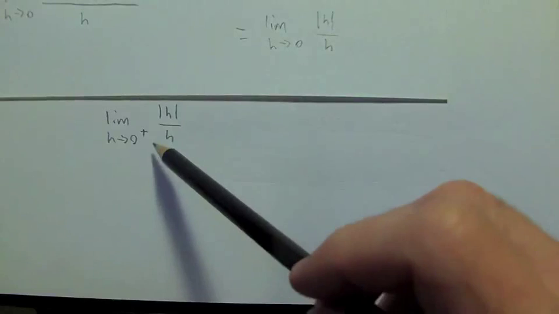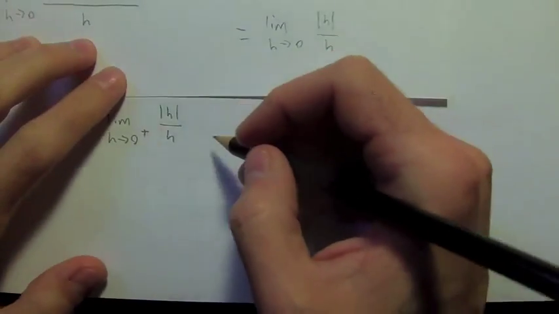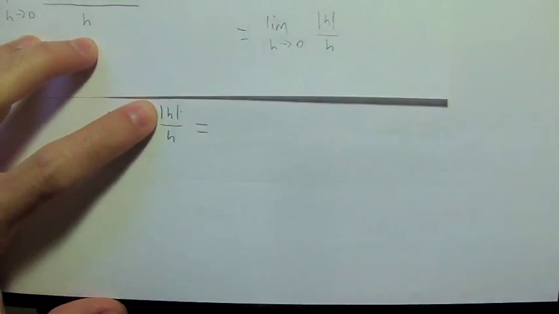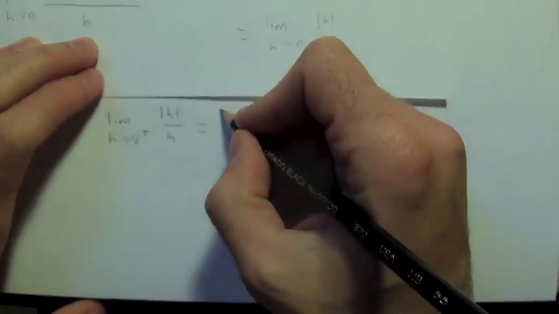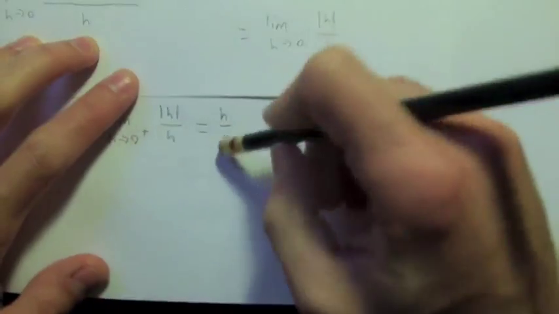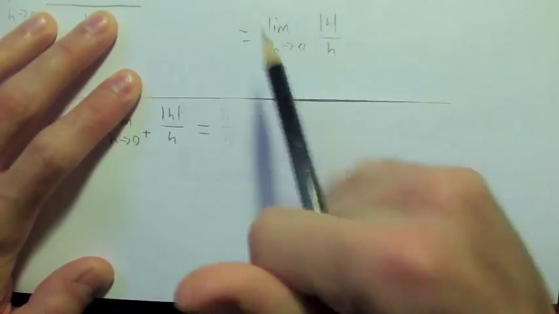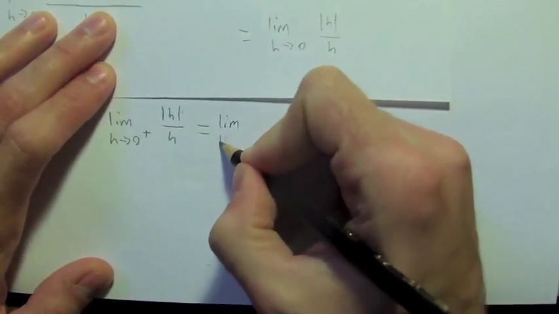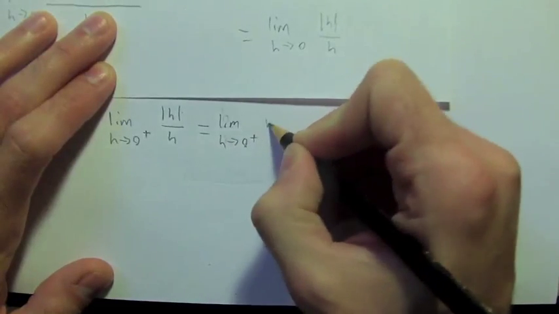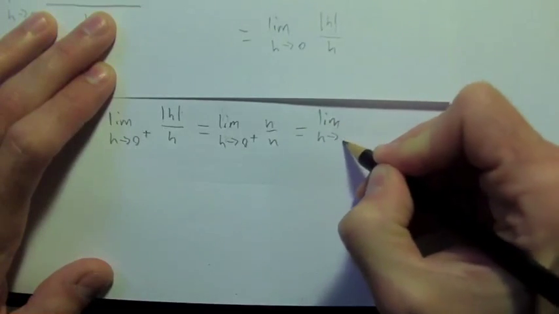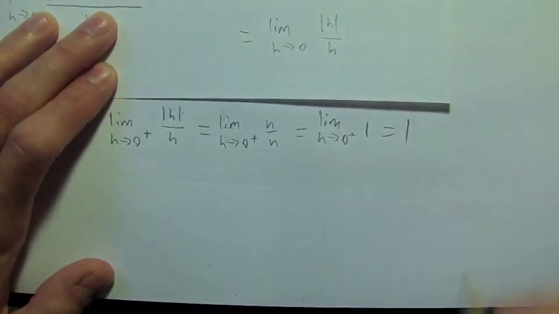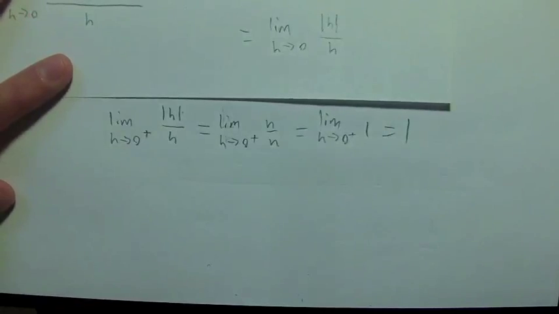Now, that means I'm putting in positive values into the absolute value, and that means the absolute value just doesn't really do anything. You put a positive into the absolute value, it just leaves it positive. We get h over h, which I should write the limit sign again. We get h over h, which is the limit as h goes to 0 from the right of 1, and that's just 1.